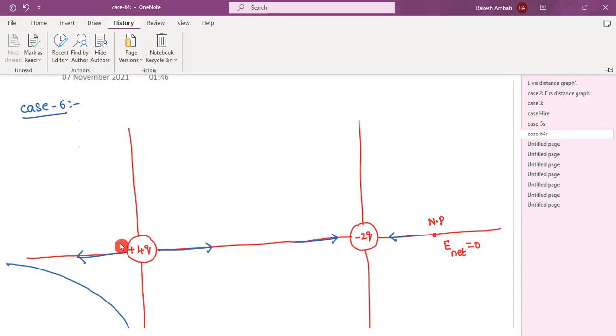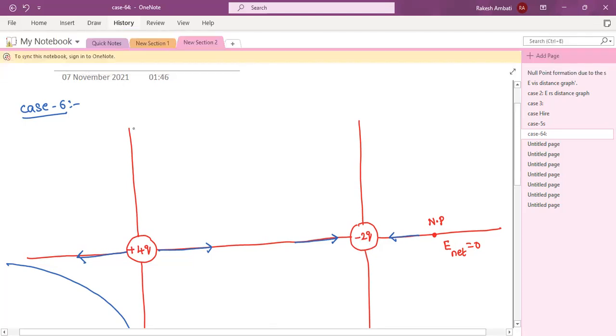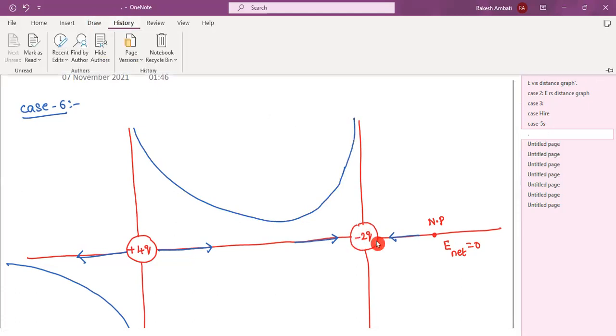Then, the greater the magnitude of the charge, the stronger the electric field. The smaller the magnitude of the charge, the weaker the electric field. By keeping these points in mind, we get an asymmetric shape like this. So it is an asymmetric graph.